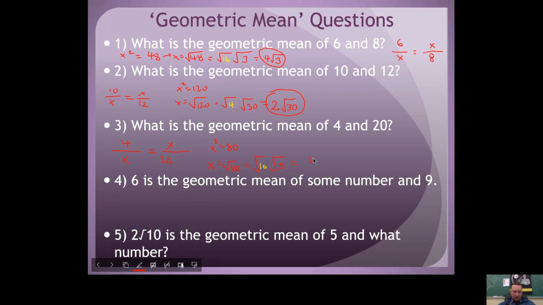Square root of 16 is 4. The square root of 5, that doesn't simplify. There's no perfect squares that go into it. So what is the geometric mean of 4 and 20? It's 4 square roots of 5.